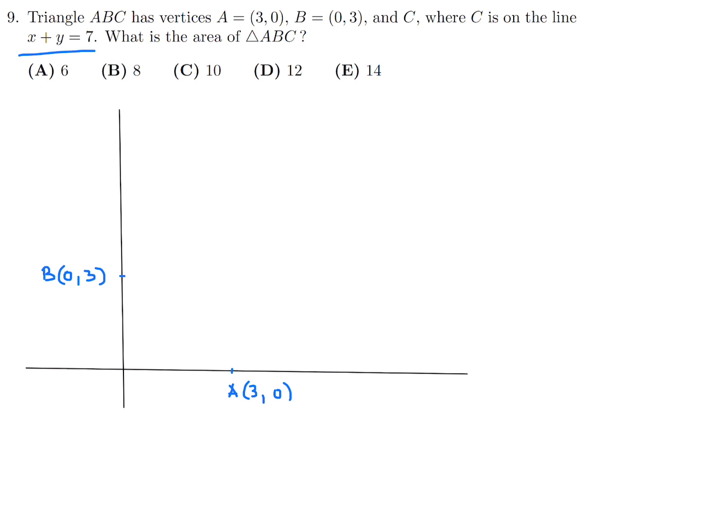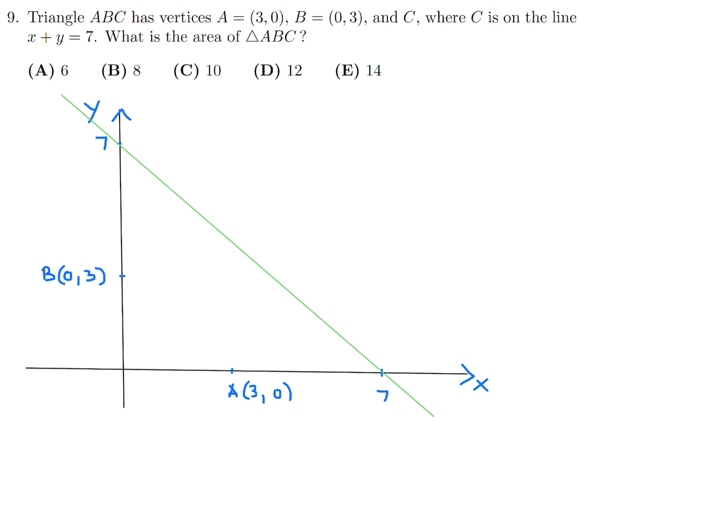And then we have this line x plus y is 7, and we can quickly figure out the x and y intercepts by plugging in 0 for each. When x is 0, y will obviously be 7, so about here. And when y is 0, x will be 7, so approximately here. So this is our graph. And then they're saying that C is somewhere on this line. C is on the line.